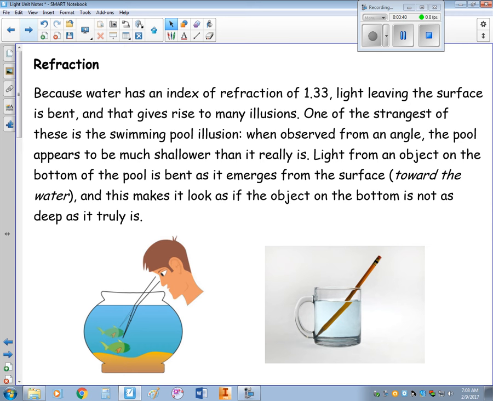Now for water, since it has an index of refraction of 1.33, light leaving the surface is bent, and that gives rise to many illusions. So one of the strangest of these is the swimming pool illusion. When observed from an angle, the pool appears to be much shallower than it really is. Light from an object on the bottom of the pool is bent as it emerges from the surface, and it bends towards the water. And this makes it look as if the object on the bottom is not as deep as it truly is.